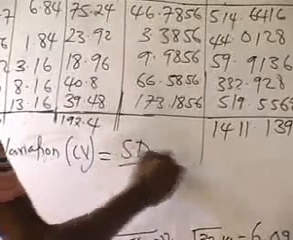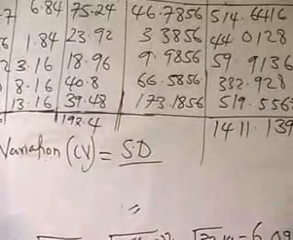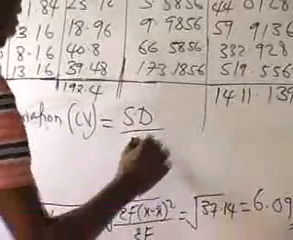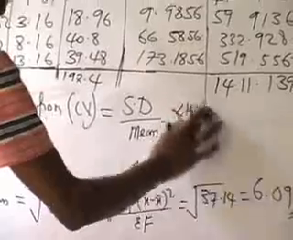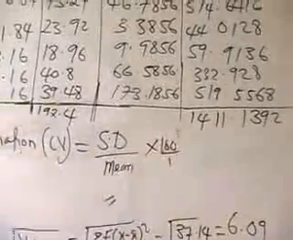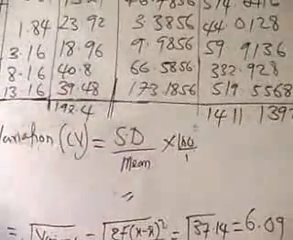Standard deviation. SD means standard deviation. So if I don't want to write this symbol for standard deviation, I can write SD. So standard deviation all over mean times 100 over 1. So anytime we want to determine the coefficient of variation, the coefficient of variation is standard deviation over mean times 100 over 1.